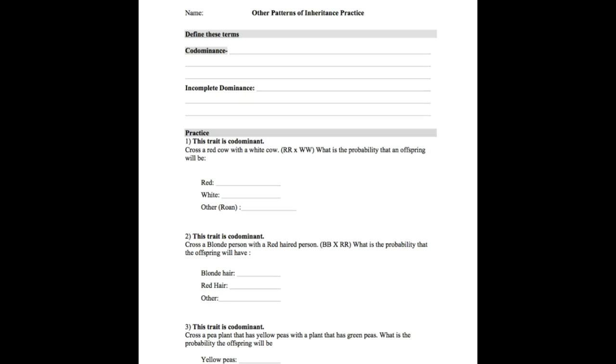In this assignment, we're talking about codominance and incomplete dominance. Codominance is the instance when an organism has a trait that is expressed dominantly by both parents. So if we're talking about a flower and it's got a red allele and a white allele and both are dominant, it would be expressed as both red and white.